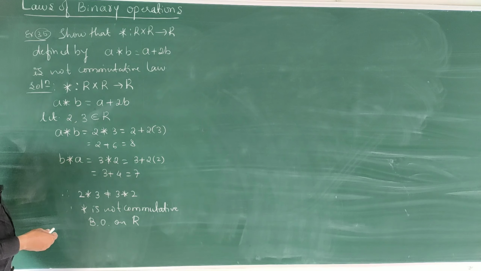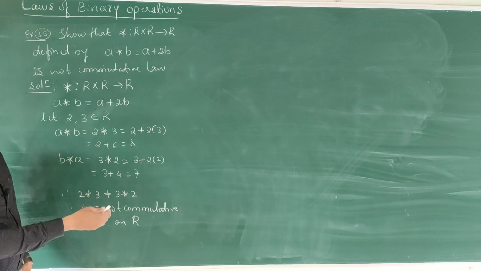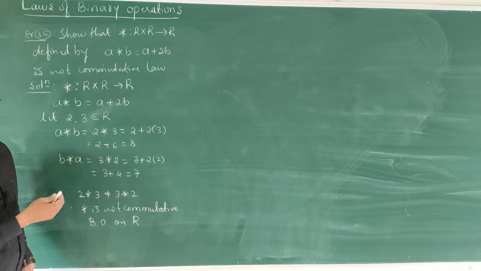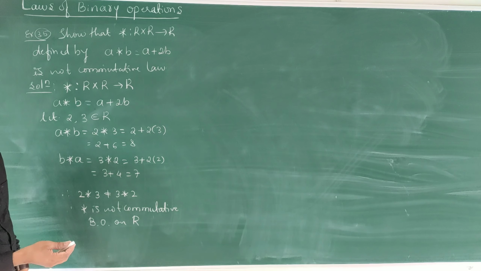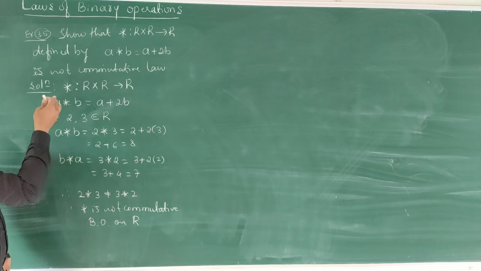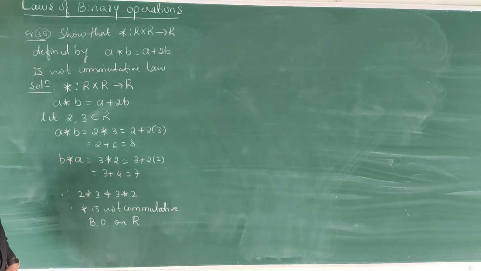So to check whether a star b equals b star a, we have to show that a star b is not equal to b star a. So it is enough to say that this is not a commutative law on the set of real numbers. Okay.